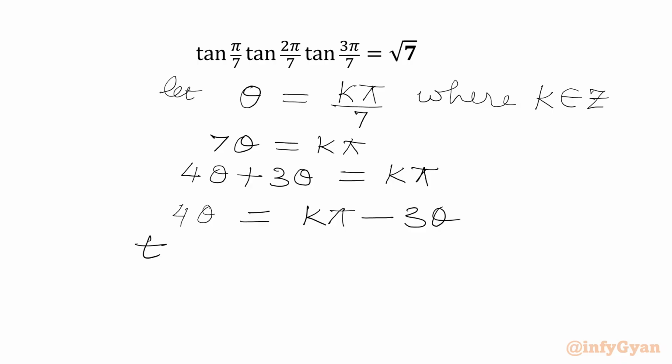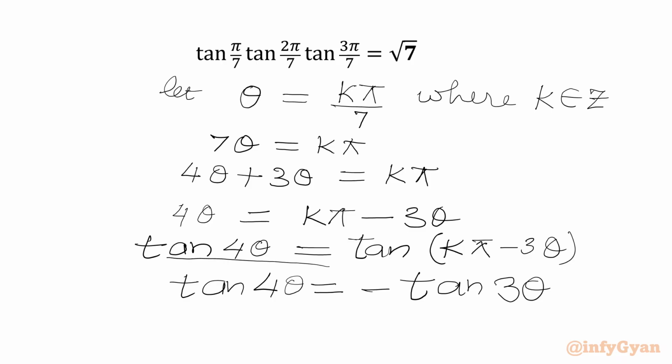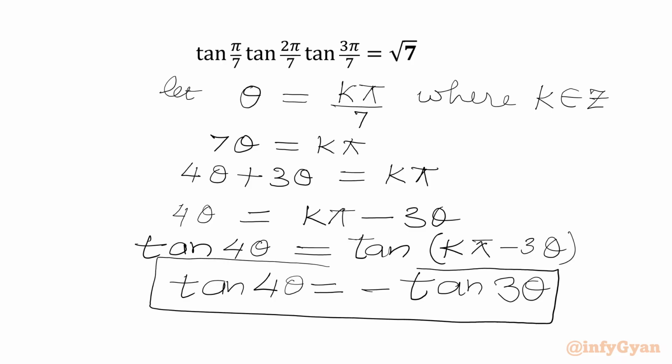Now let's take tan both sides. So tan 4 theta will be equal to tan of k pi minus 3 theta. Now we know that tan of n pi minus theta is minus tan theta. So RHS will be minus of tan 3 theta. Left hand side is tan 4 theta. This equation is our equation number 1.